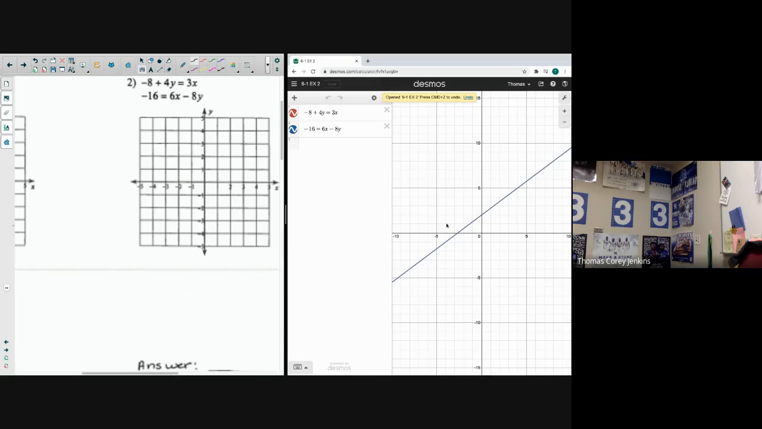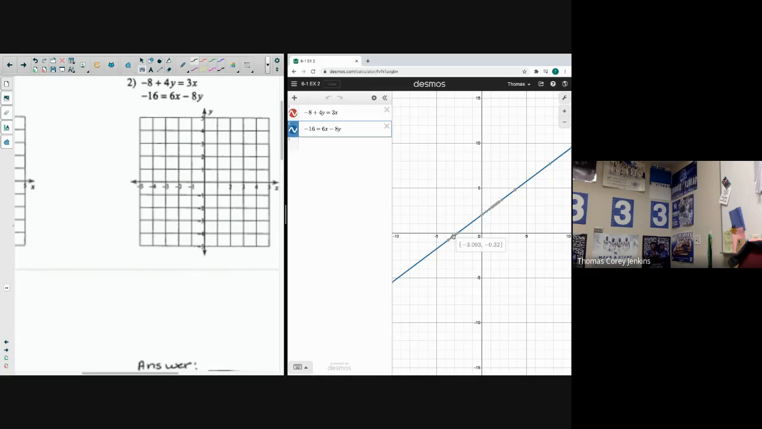Okay, so this one may be just a little bit confusing because you can see I typed in both equations, -8 plus 4y equals 3x, -16 equals 6x minus 8y, but I only see one line, right? So let's see what happens if I click on the line, if anything happens. You see all those dots? Those are just points of intersection, okay?